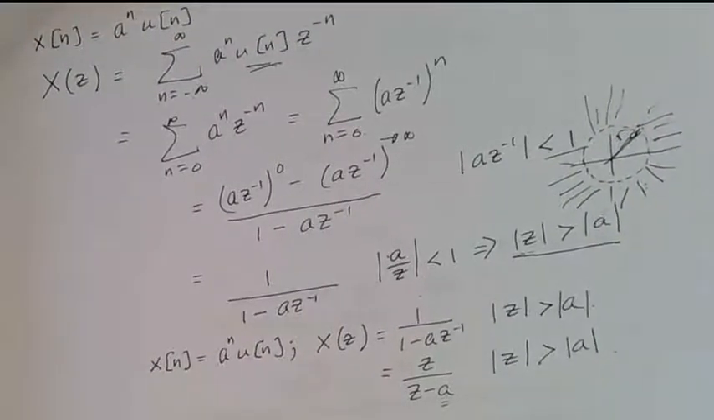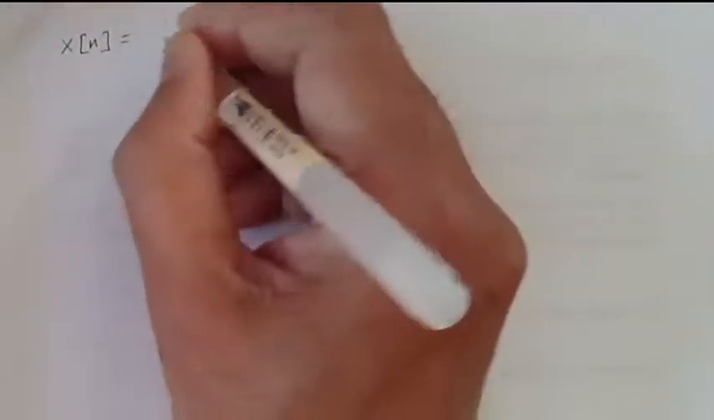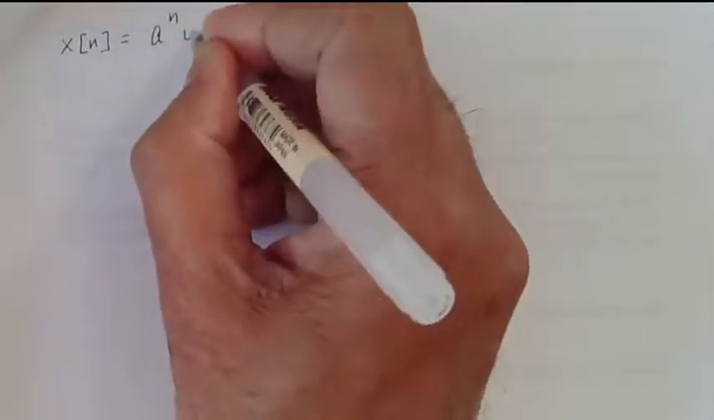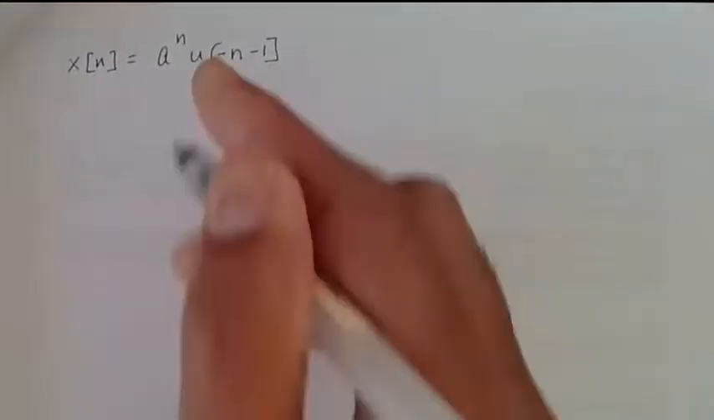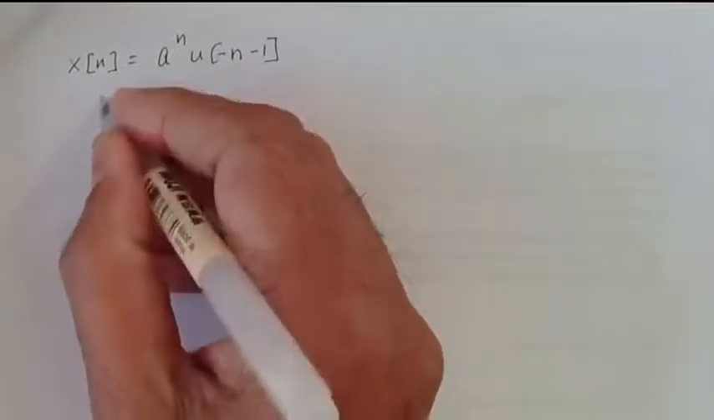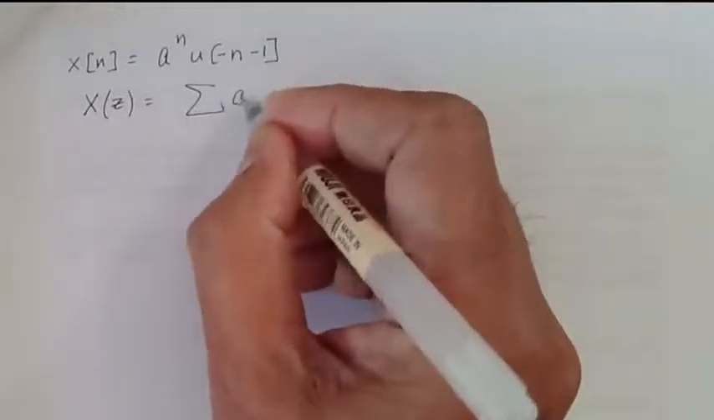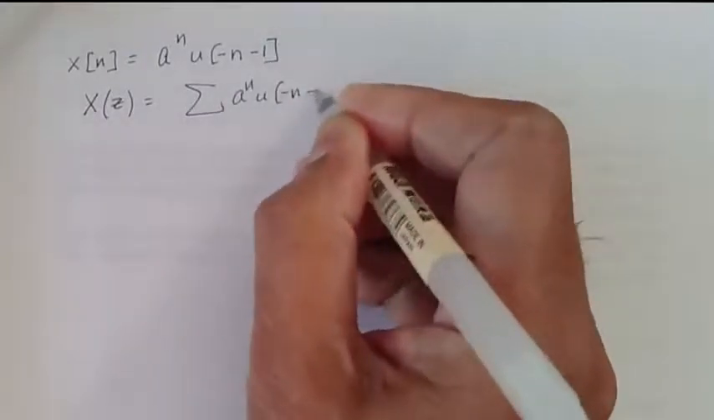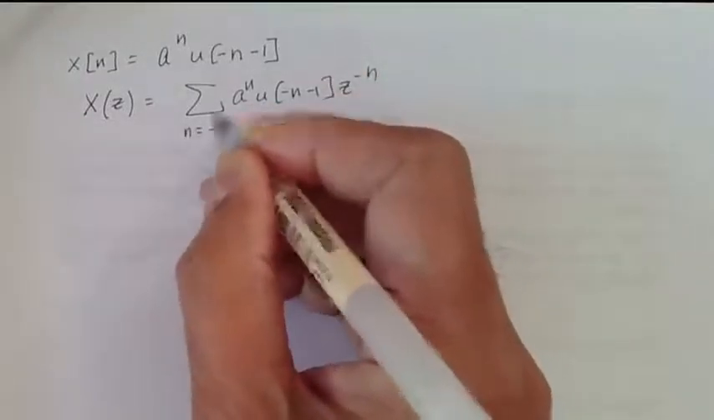Another one, the counterpart, kind of the anti-causal sequence, is x of n equal to a to the n u of minus n minus 1. This is a left-sided sequence. So again, the z transform is equal to the summation of a to the n u of minus n minus 1, z to the minus n, going from minus infinity to infinity.